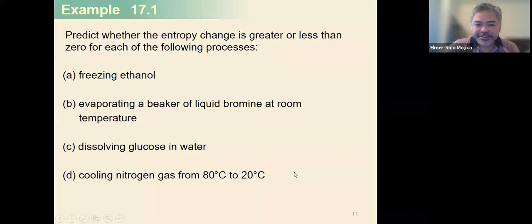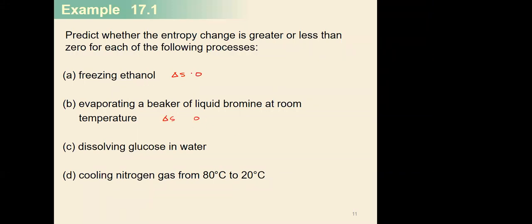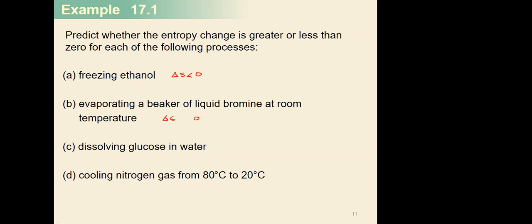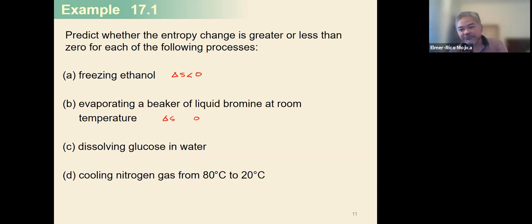So let's try to predict whether the entropy change is greater or less than 0 for each of the following processes. The freezing of ethanol. What can you say about the delta S here with respect to 0? It's going to be less than 0. The freezing of ethanol: if you look here, the initial is liquid and the final is solid, so your delta S will be negative. It's less than 0. Now, evaporating a beaker of liquid bromine at room temperature, what would be the delta S of that?